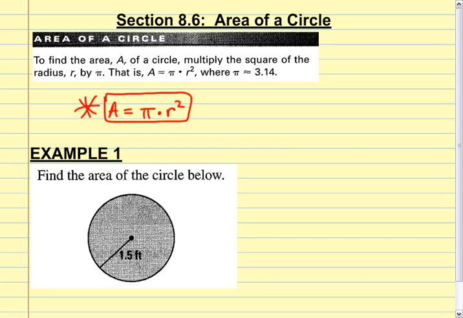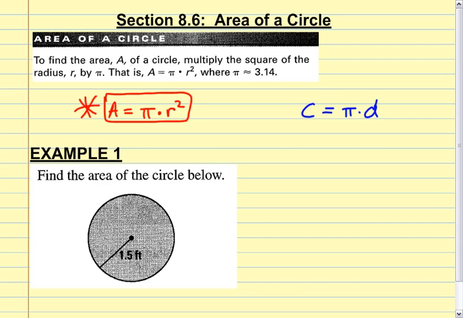Now, just for a moment, raise your hand if you can tell me, what was the formula for circumference? What was the formula for the distance around a circle? Evan? C equals pi times diameter. We did it in that order, right? Okay, now that's the formula for the distance around the circle.